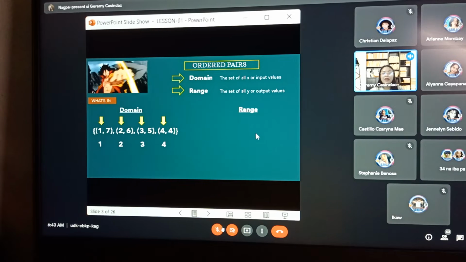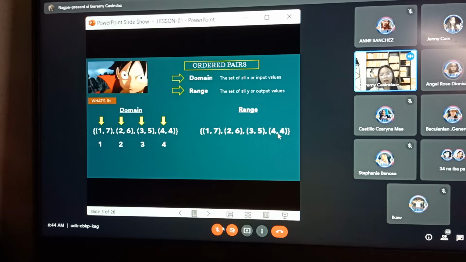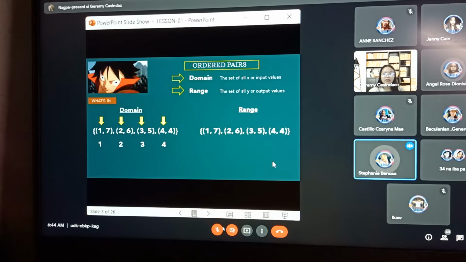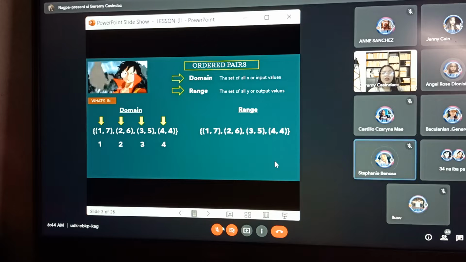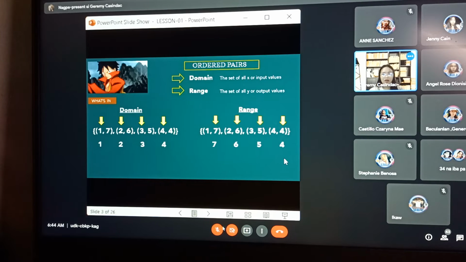Okay, next we have here the range. Again, we have the given set of ordered pairs. So what do you think are the domain and the range here in the given set of ordered pairs? Go ahead, Stephanie. The range are 7, 6, 5, and 4. Okay, that's correct. Those are 7, 6, 5, and 4.